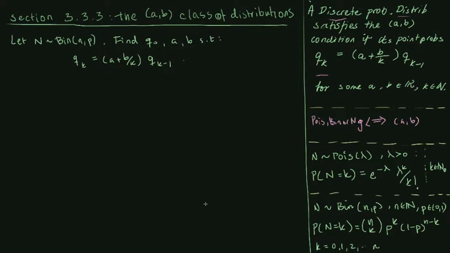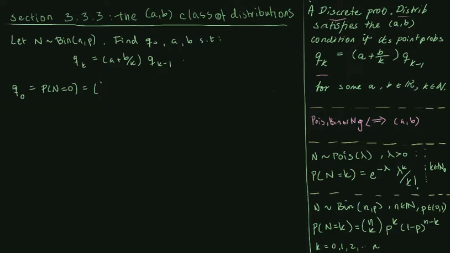Now let's show that the binomial distribution satisfies the AB condition. So let n be binomially distributed with parameters n and p. We want to find a q0, a and b such that the AB condition is satisfied. As we did earlier, let's figure out where to start our recurrence. So q0 is the probability that n is equal to 0, and that is equal to, let's look here.